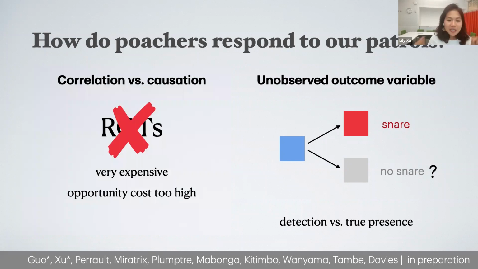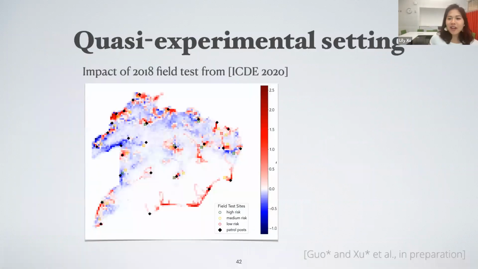So these two challenges, overcoming the fact that we can't conduct an RCT and overcoming the unobserved outcome variables, are the two key challenges that we overcome in this work that is in preparation for submission soon. The key idea behind our approach is that we leverage a historical field study as a quasi-experimental setting. In fact, we consider a 2018 field test that was trying to evaluate the quality of the PAWS predictions.